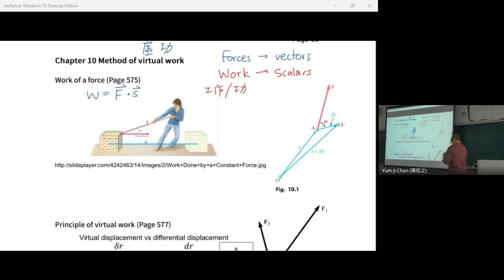This is if we have F and S in different direction. Of course, if F and S are in same direction, that is W is equal to Fs. But if F and S are in different direction, we would say W is equal to F dot S. And work is a scalar.